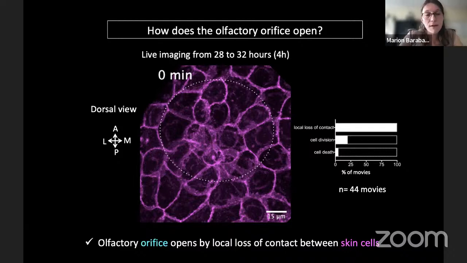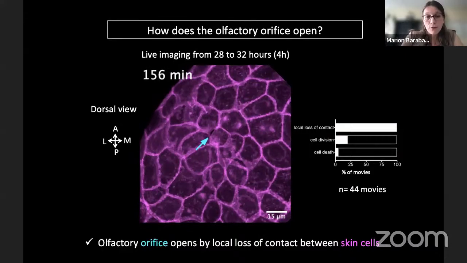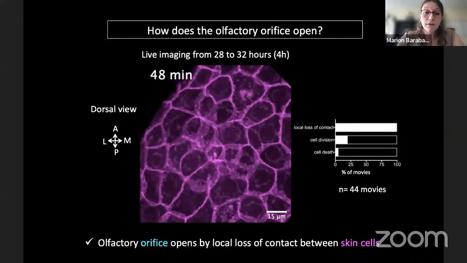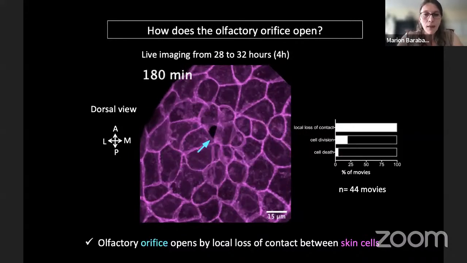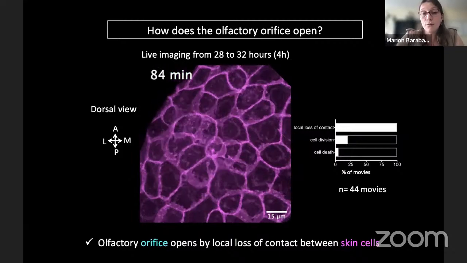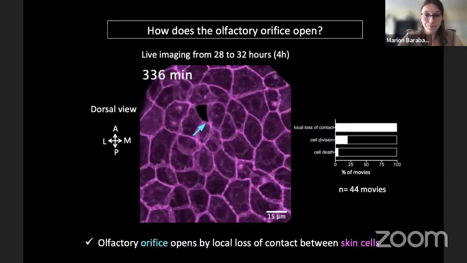So I performed some live imaging using some transgenic line where the skin membrane was labeled just above the olfactory placode. And I guess you can appreciate that the olfactory orifice formed by a local loss of contact between skin cells, and the cell division and the cell death were not required for the formation of this orifice.